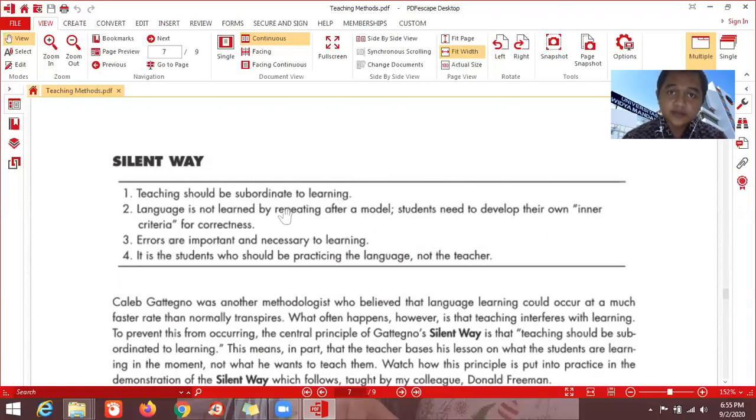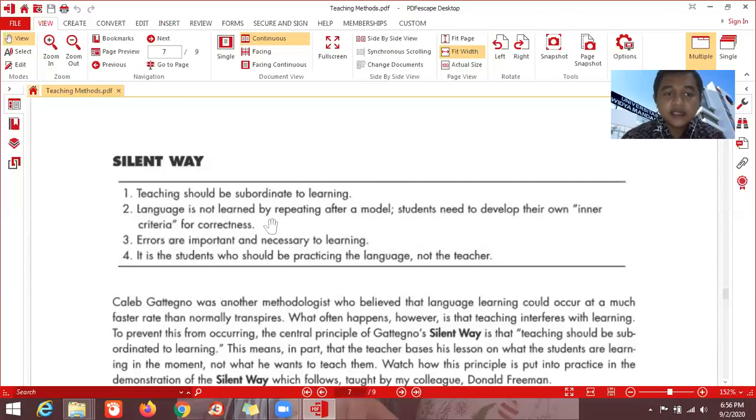Number two, language is not learned by repeating after a model. So a model is not very much needed in this case; the teacher does not need to model how to use the language. They are there just to facilitate. In case there are questions, the teacher is there. Students need to develop their own inner criteria for correctness. So this is quite dangerous in my opinion, because the correctness rate is given absolutely to the students. How do they know it is correct or not? They are still learning, am I right?